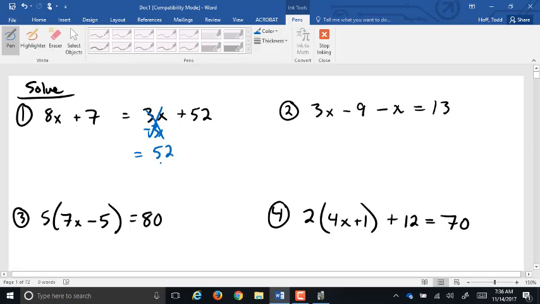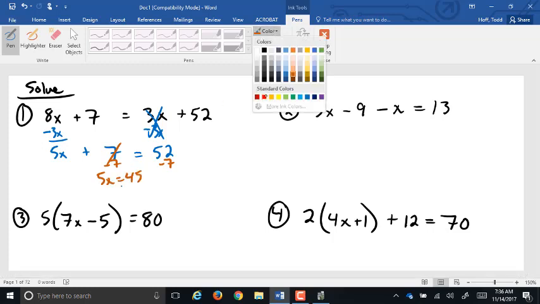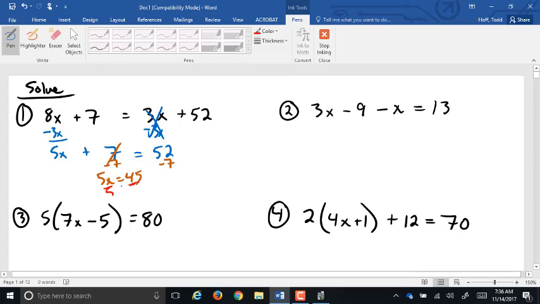That's correct as well. Where do we have to subtract it on the left side? From the 8x. Yes, we've got 5x plus 7 equals 52. What's our next step? We subtract 7. So 5x equals 45. And then divide by 5. X equals 9.